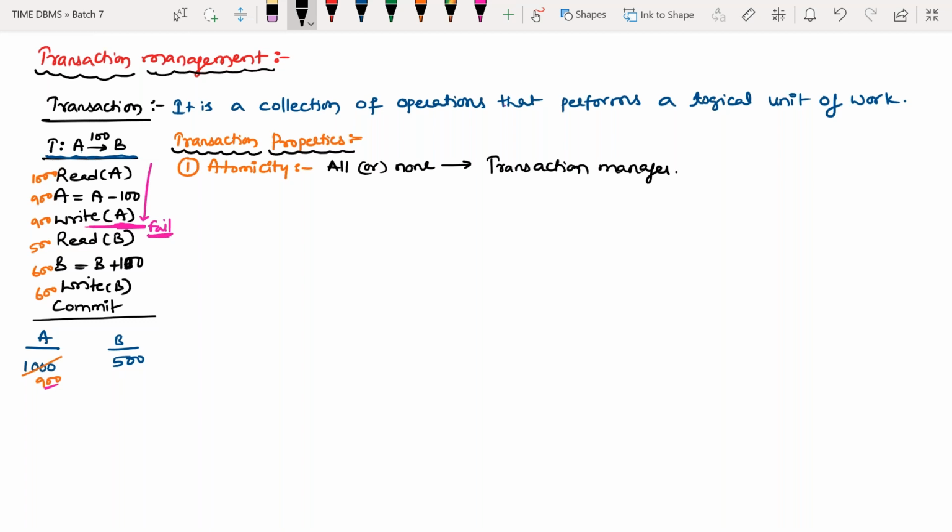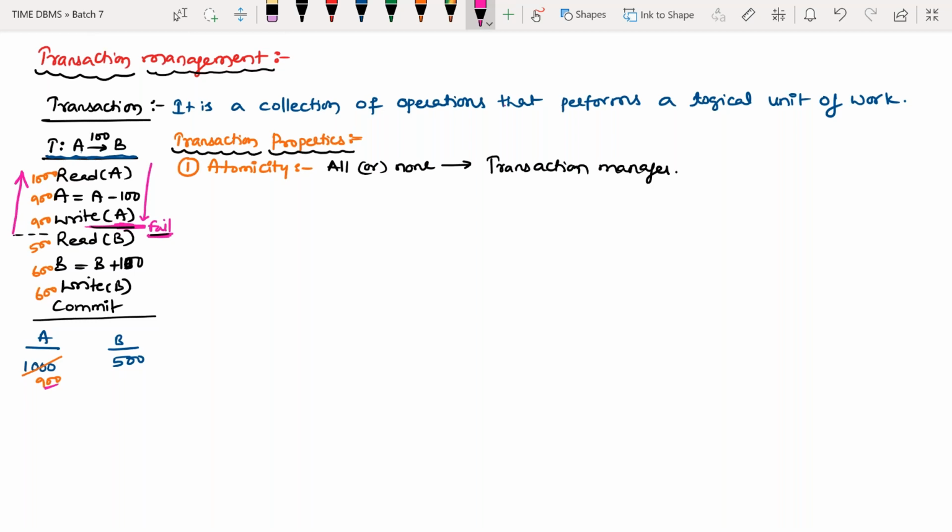If neither all nor none, if only some operations are executed and after executing some operations a failure occurs, then what will happen? The transaction manager identifies that the system is in an incorrect state. It then needs to report to the recovery management component, so that the recovery management component can recover from the failure. How? The simple recovery approach is called rollback. Rollback means just undo this.